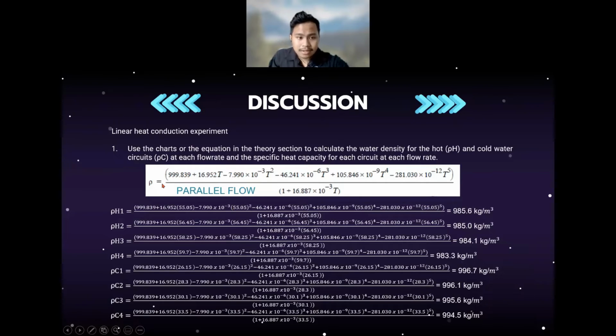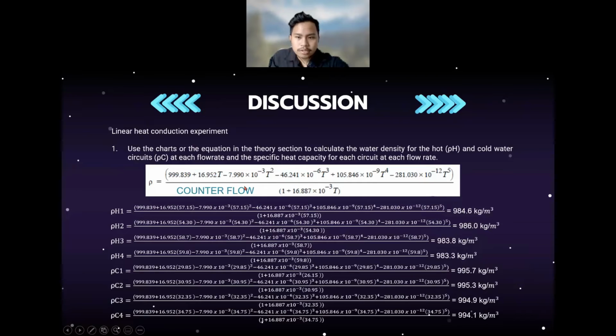So we take the data, put it in the formula, and for TH1 we get 985.6, TH2 we get 985.0, TH3 we get 984.1 and TH4 we get 983.3. Next, for TC1 we get 996.7, TC2 996.1, TC3 995.6, and lastly TC4, 994.5. Next, the calculation for counterflow.